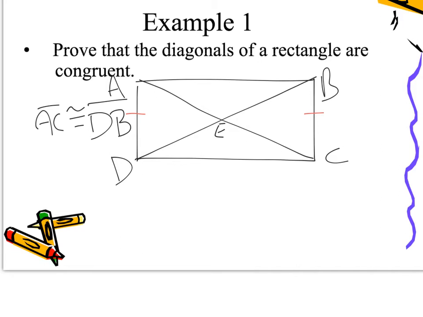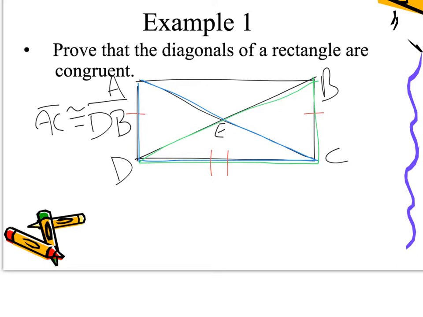Let's see here. What else do I have? I'm thinking that I want to maybe go with a couple triangles here that overlap. Like if I got this triangle congruent to this triangle, well, I'd have a reflexive side. That's good. And if I can prove these two to be congruent, then I can get AC congruent to DB by CPCTC.